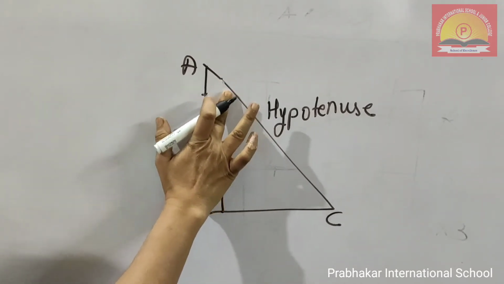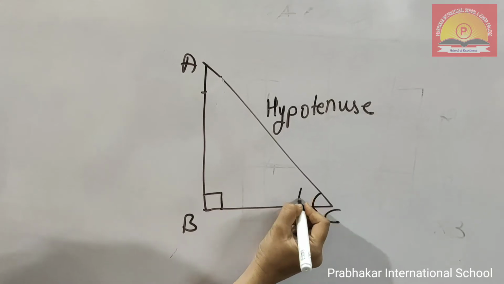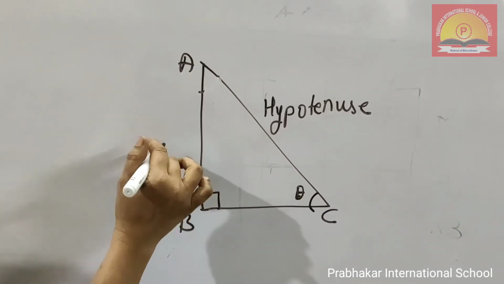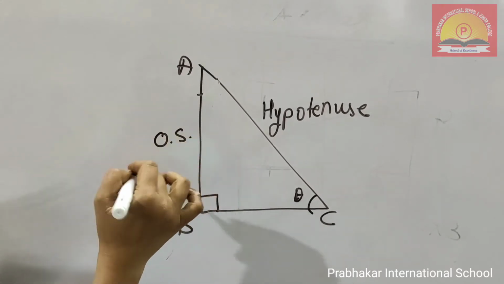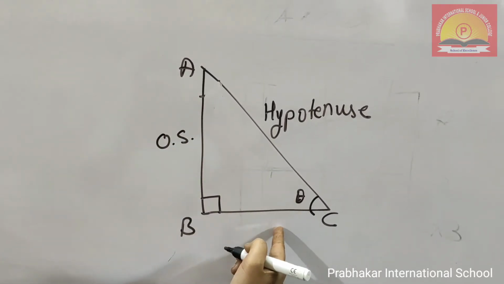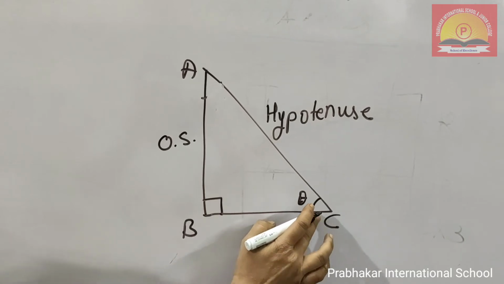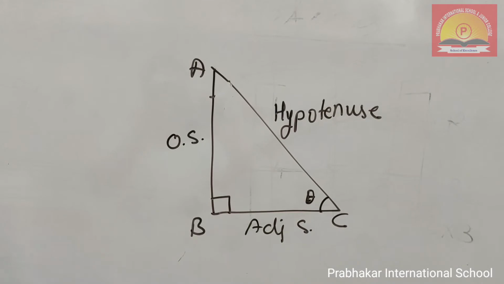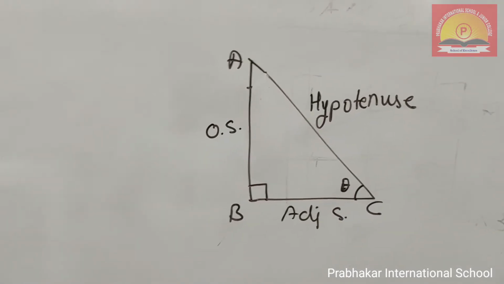Suppose angle C is theta. Now here, the opposite side of theta is which? AB is the opposite side, and the adjacent side of angle theta is BC. So this is the adjacent side. Now by using this information we are going to find out the ratios.